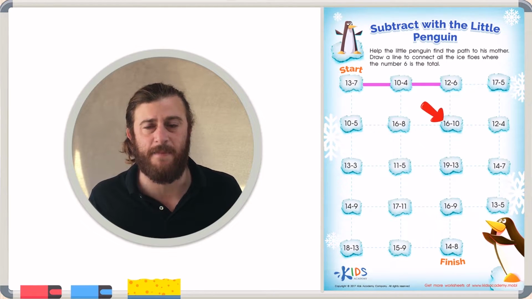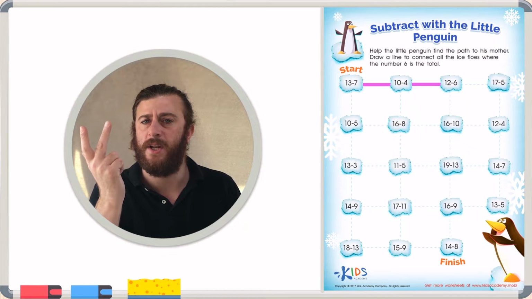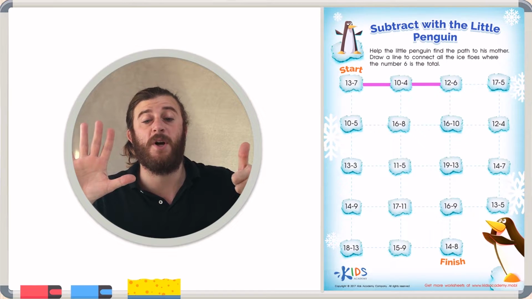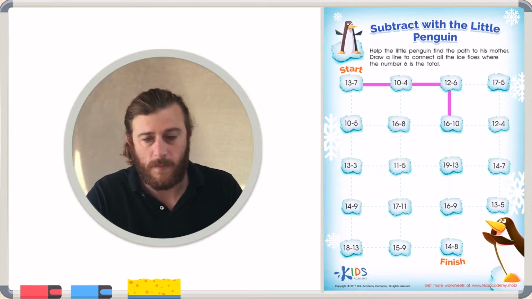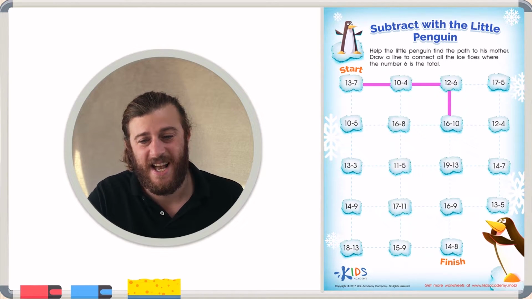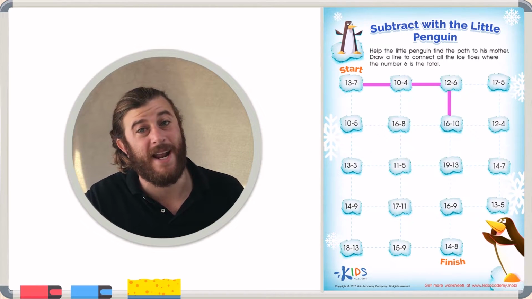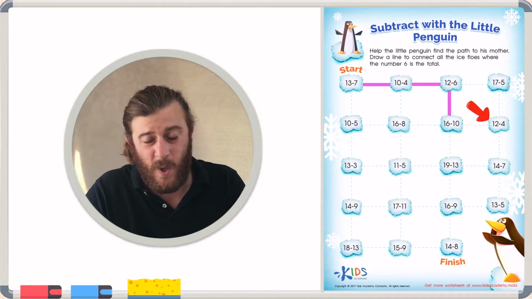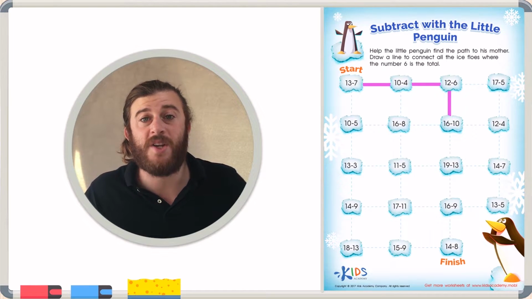Let's try 16 minus 10. 16, 15, 14, 13, 12, 11, 10. 6 fingers up. This must be the correct answer. Let's draw a line to 16 minus 10. Now for this problem, I have 3 different choices. I can draw a line to 16 minus 8, but I already know that's not the right answer because I tried that for another problem. So I'm left with 12 minus 4 or 19 minus 13. Let's try 19 minus 13.